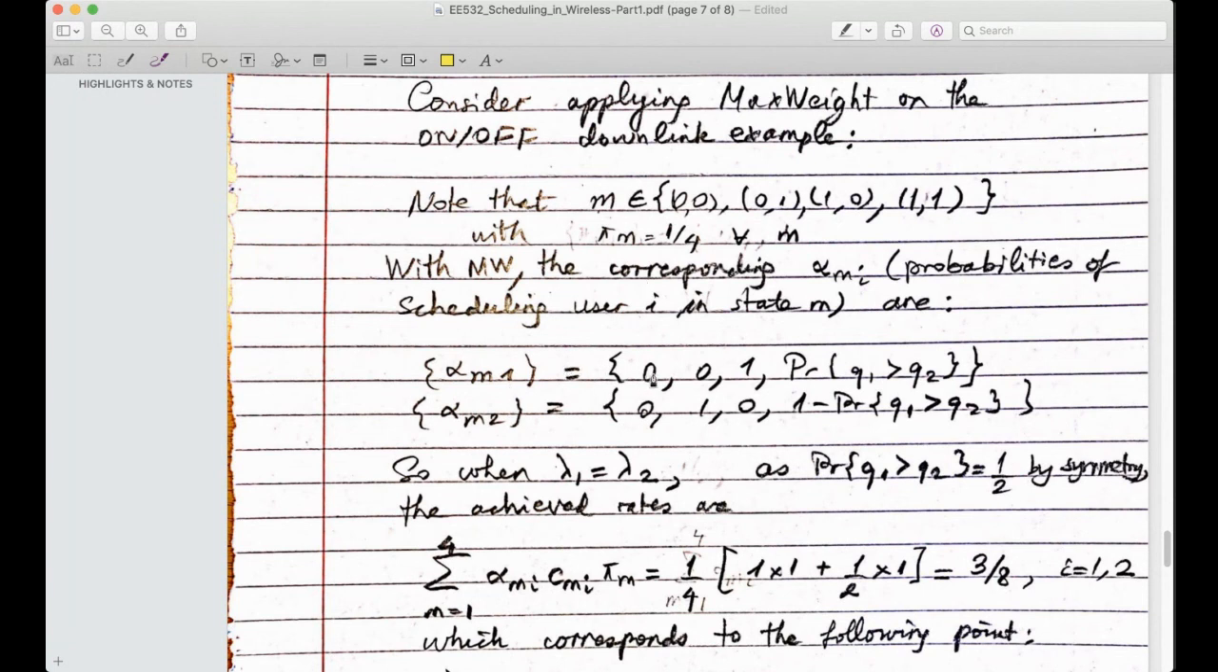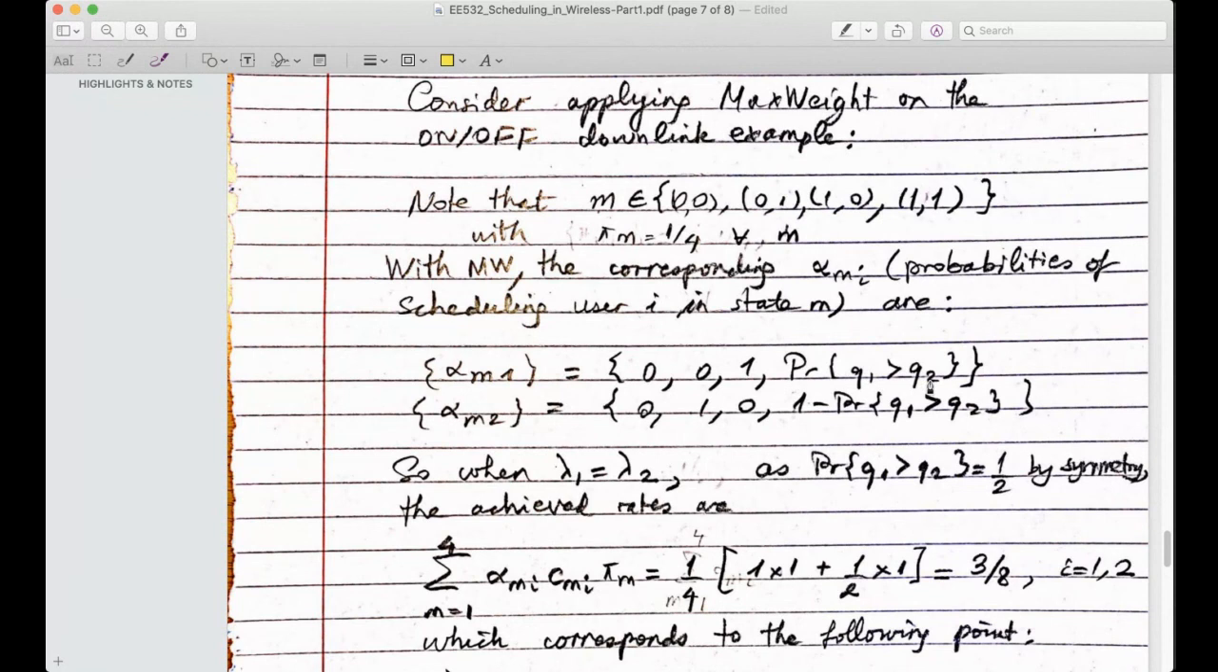In 0,0, it's 0 because it's not going to serve. In 0,1, again, user 1 will not get service because the weight Q times C is 0. In state 1,0, it will get service with probability 1. Only in state 1,1 is the probability different from 0 or 1. User 1 will receive service in that state only if user 1's Q is larger than user 2's Q.